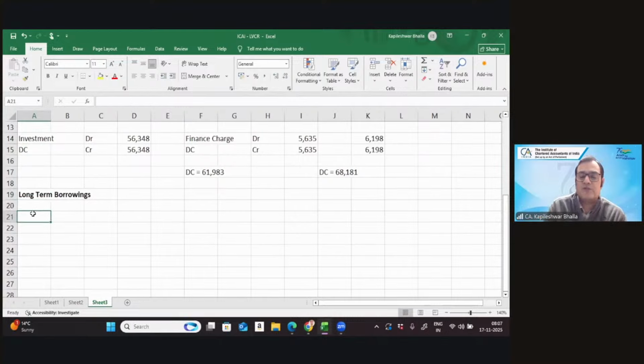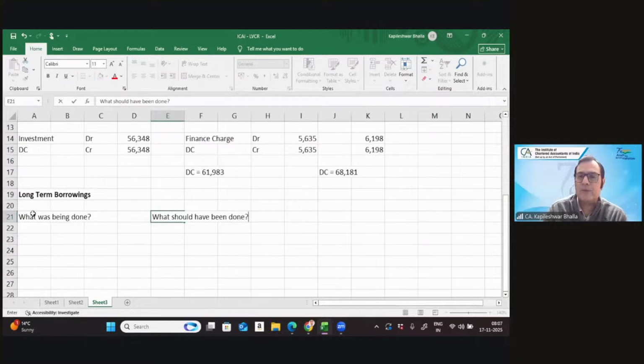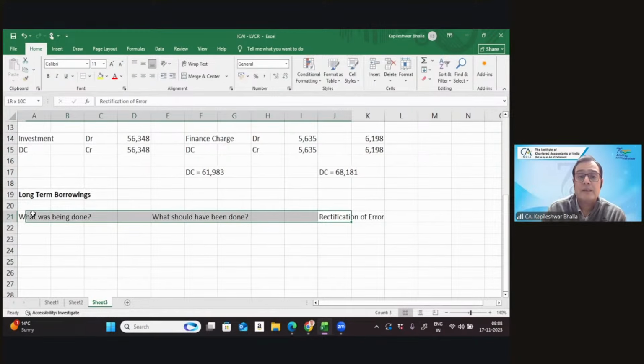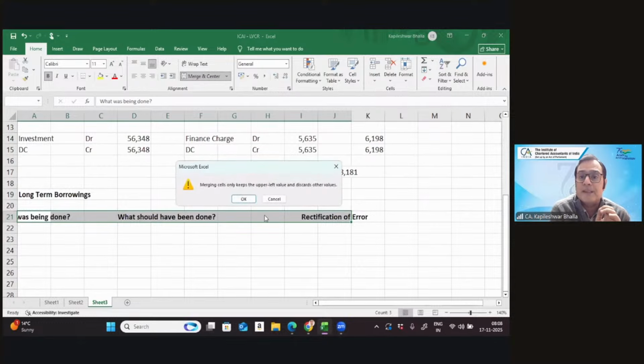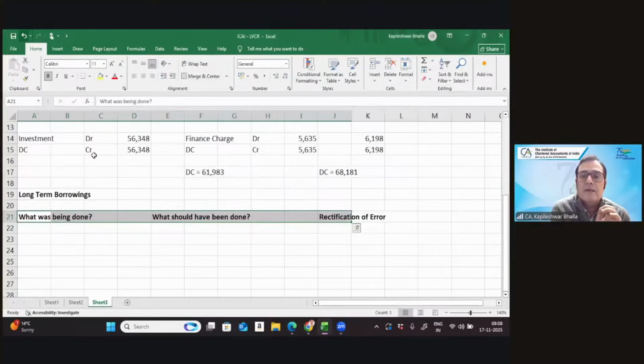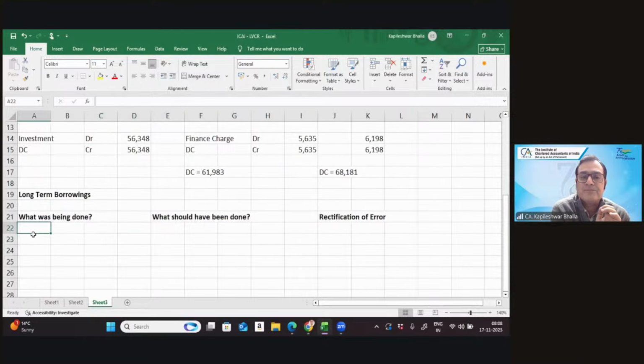So first of all, what was being done, and then we'll see what should have been done, so that we are able to get the rectification. So we'll put the rectification. Rectification of error, I think that is going to be interesting to watch, and systematically we'll understand the inputs as well. Okay, so let's begin the journey.